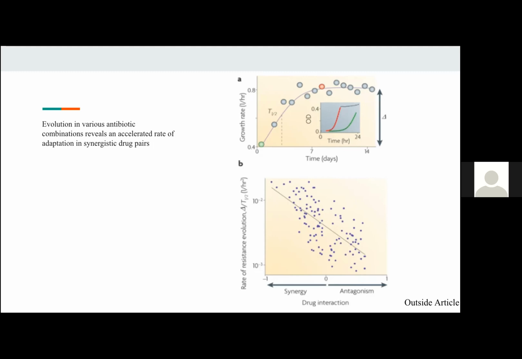A study designed to test this prediction used automated parallel evolutionary adaptation experiments, in which the bacterial populations are propagated in different drug combinations over hundreds of generations while their fitness increase is monitored continuously. Results of this study, as shown in Part B, illustrate that synergy accelerates the rate of adaptation relative to antagonistic drug combinations.